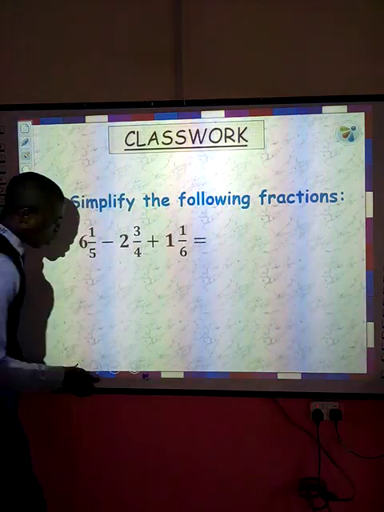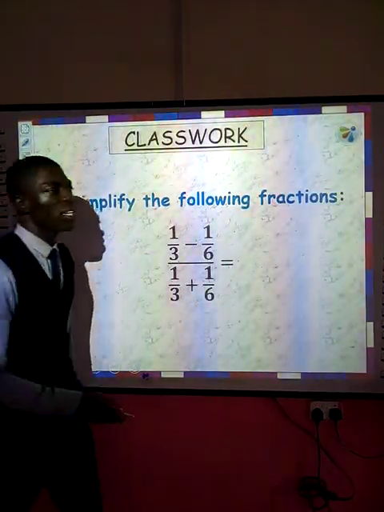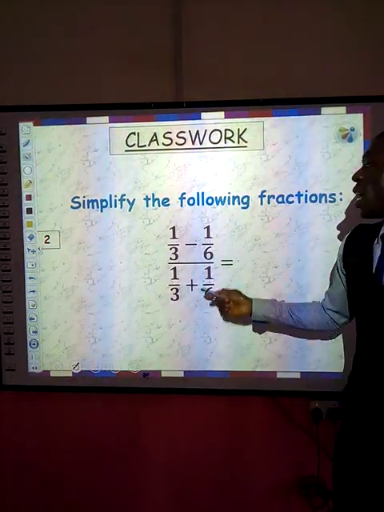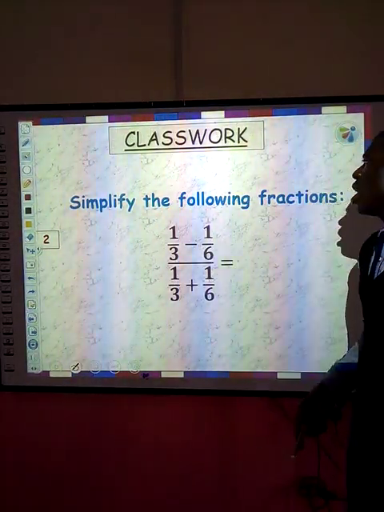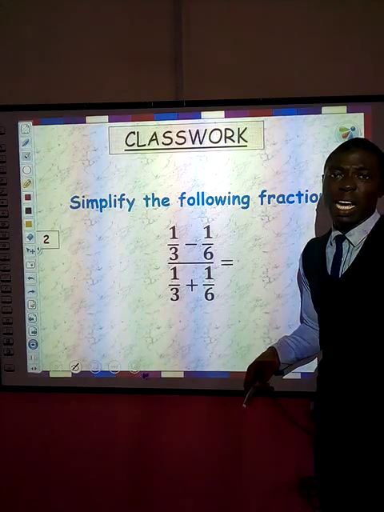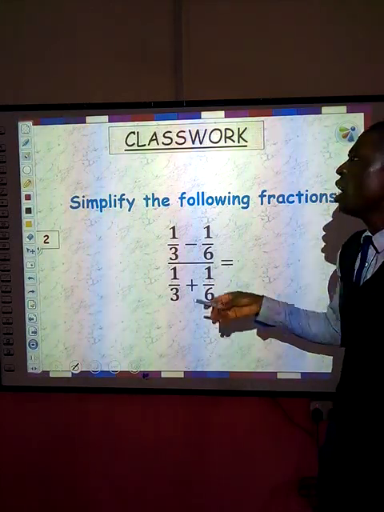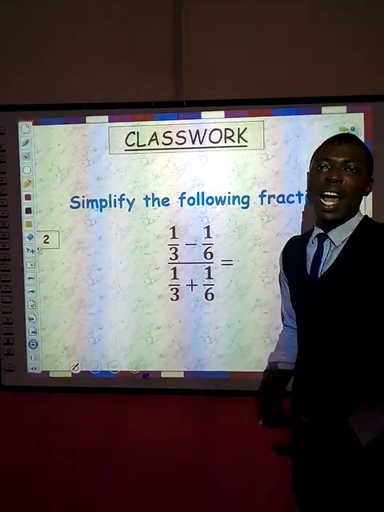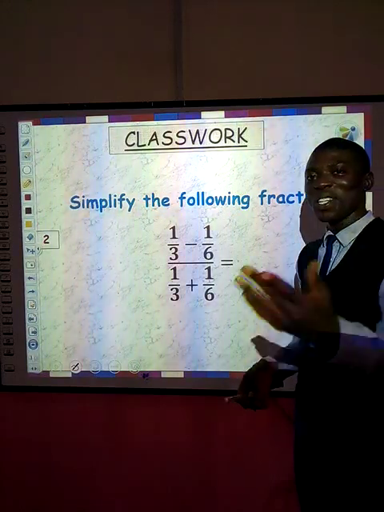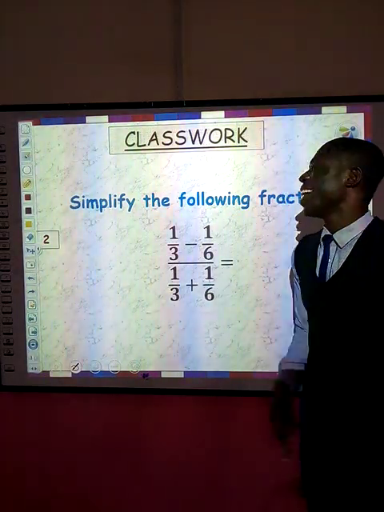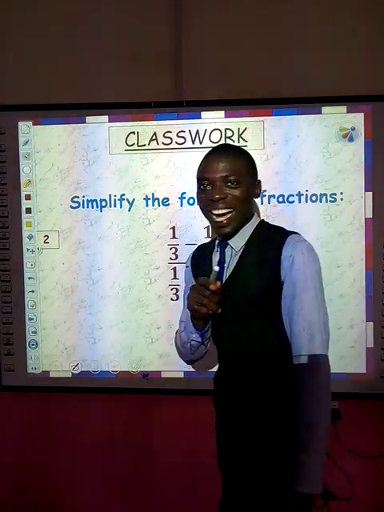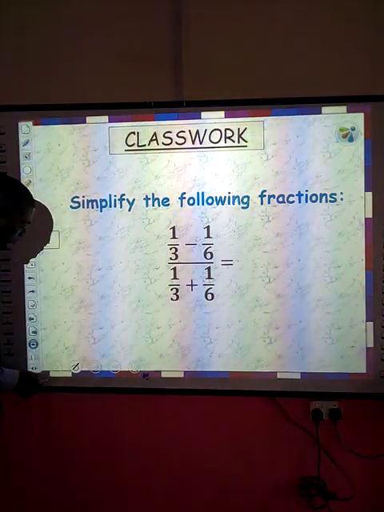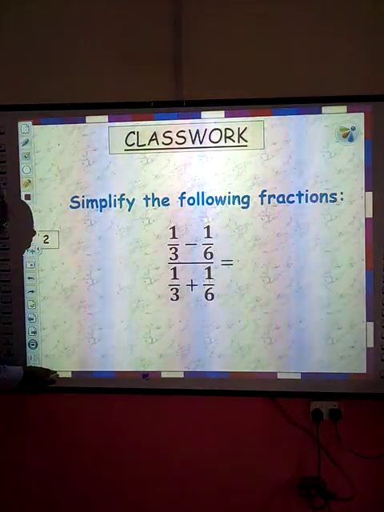Then I have the second question here for you. So, question number 2. This is it. Ensure you simplify this fraction. Do your best, because I have the answer here. So when you are through, you can compare your answer with mine. I believe, since you followed from the beginning to the end, you are going to get the answer very, very perfectly. Alright, so let's see the answer now.